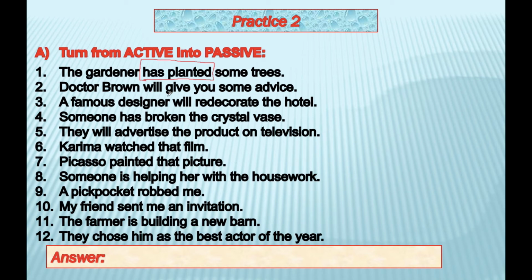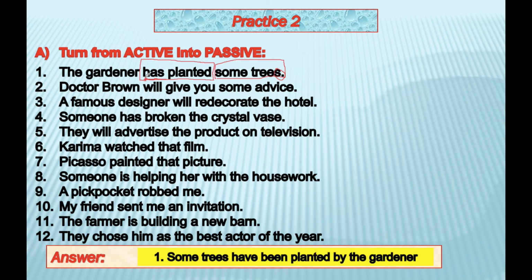The gardener has planted some trees. That's good. It's the present perfect. We are going to put "some trees" at the beginning of the sentence and we will focus on "has" here, because it's plural. That means the auxiliary "has" is going to be changed. Some trees have been planted by the gardener. It's clear. Move to the second.